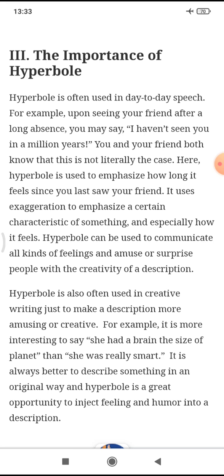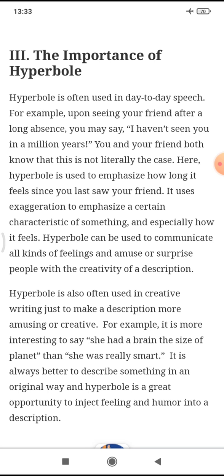For example, how can we make something creative or amusing using a hyperbole? It is more interesting to say she had a brain the size of a planet. If you say she had a brain the size of a planet, then she was really smart. She was intelligent. She was brilliant.